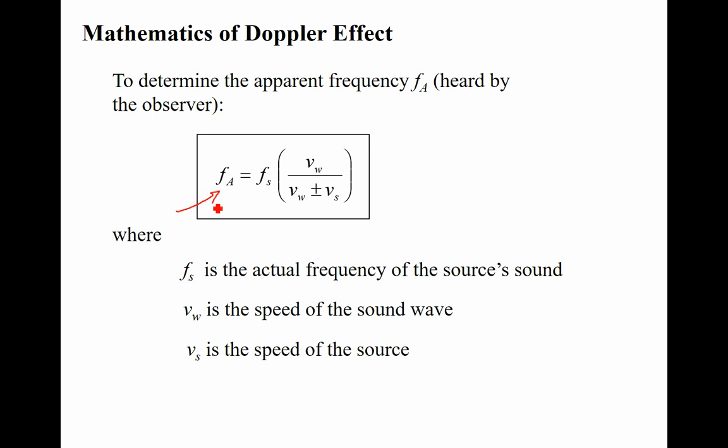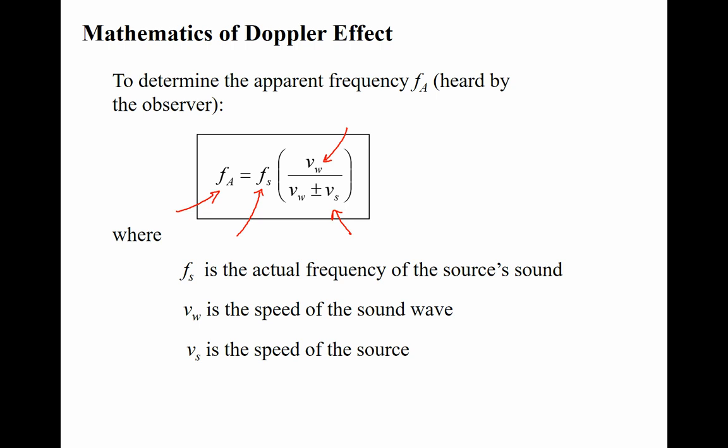FA is our apparent frequency. That's the frequency that is being heard. FS is the source frequency, the actual frequency of the source of sound as it's being given off. VW is the velocity of the wave. VS is the velocity of the source. Some people get confused because they think VS is the velocity of sound. No, it's the velocity of the source. The speed of sound would be the velocity of the wave because it's a sound wave. So hopefully that makes sense.